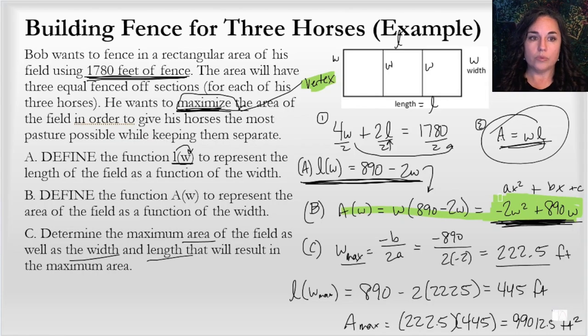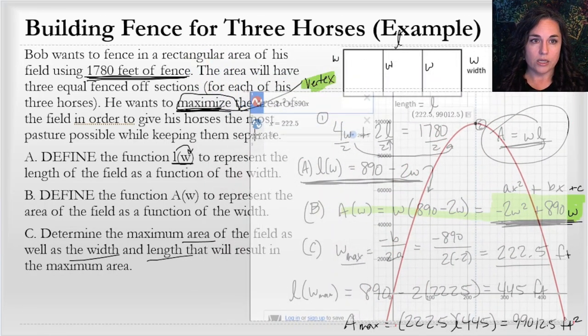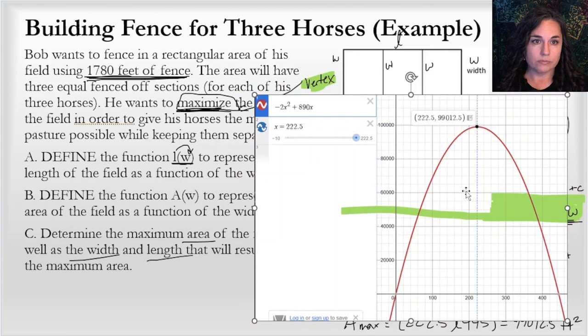Any other problem where you're working with fences or pens or what have you, you're going for that univariate expression to be able to solve for a vertex. Okay, let's look at the graph here. Let's see what the graph shows us. What I graphed was this function here, and I located the vertex.